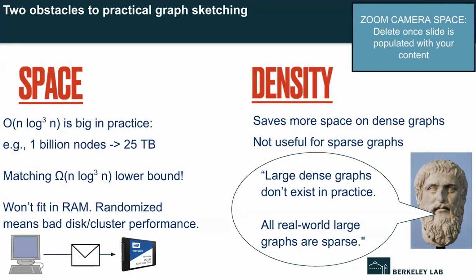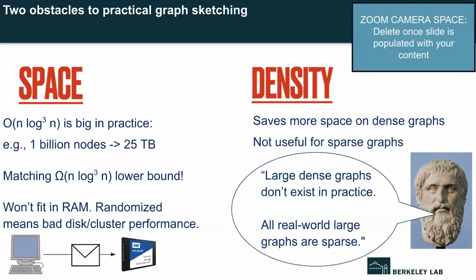So this saves us lots of space on dense graphs and not that much space on sparse graphs. In fact, sometimes for sparse graphs, it can be larger than just writing down all the edges. And this bumps up against a piece of commonly believed wisdom in the area that maybe some of you have heard, which is that large and dense graphs don't exist in practice, and the only graphs that are large that are actually out there in the world are sparse.